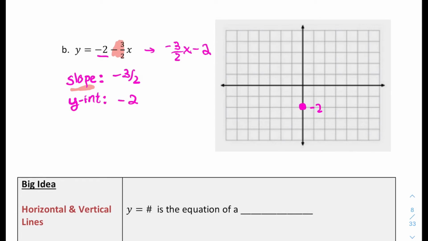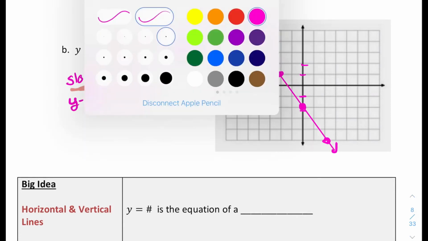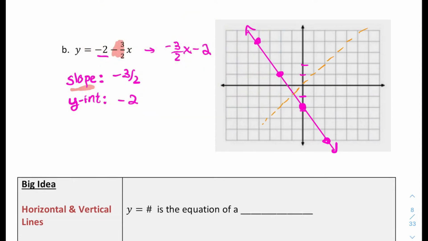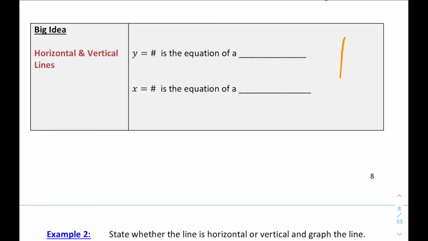And then graph it, start at your y-intercept of negative 2. And then your slope is negative 3/2. So I'm going to go down 3 and to the right 2, draw my next point. Won't fit if I keep going that direction, so I'm going to go up 3 to the left 2, draw my next point. And I'm going to connect those points and erase some of my mess. And then I am going to let you guys do some comparison about what you notice between it and your parent function.